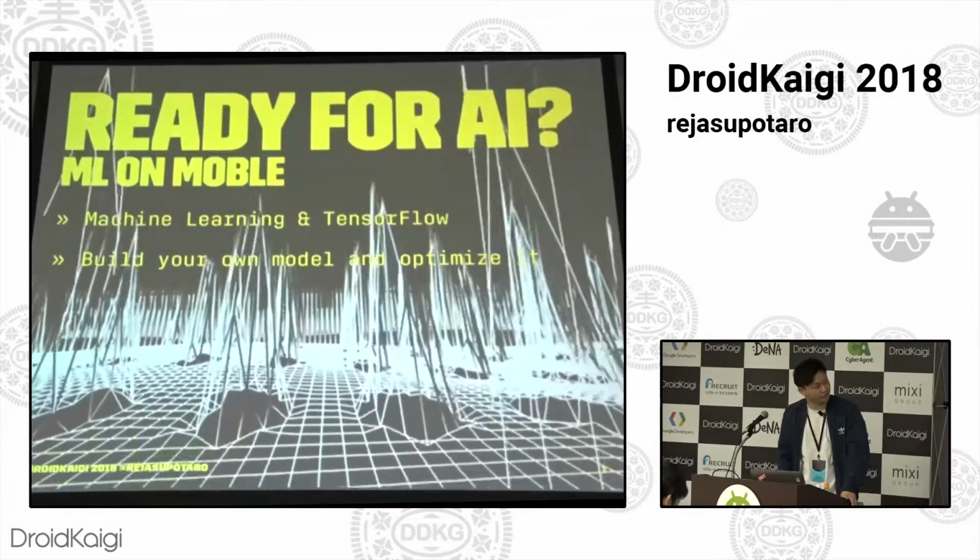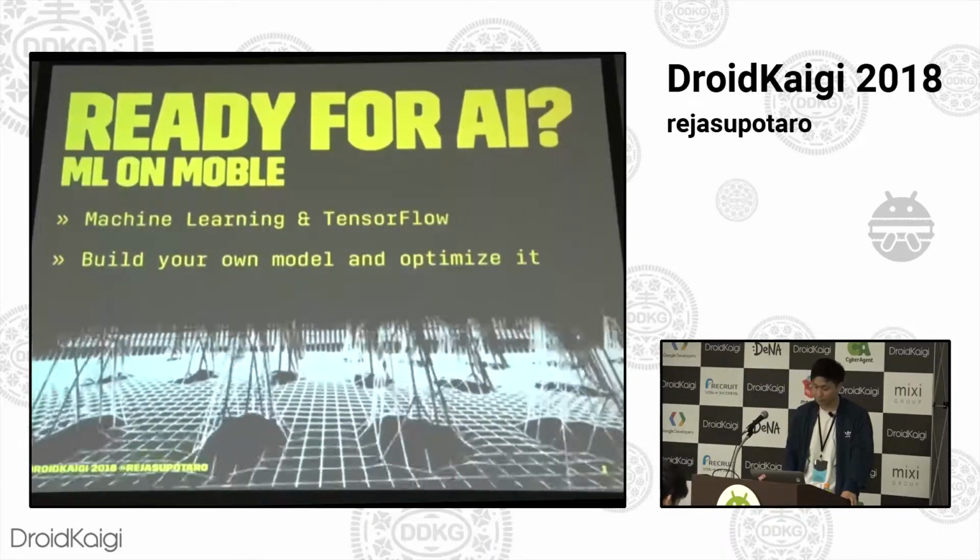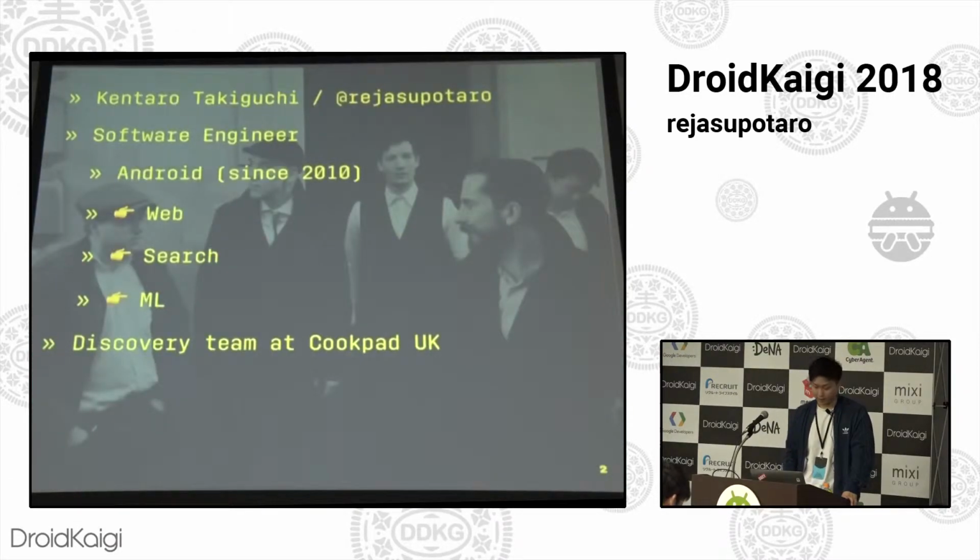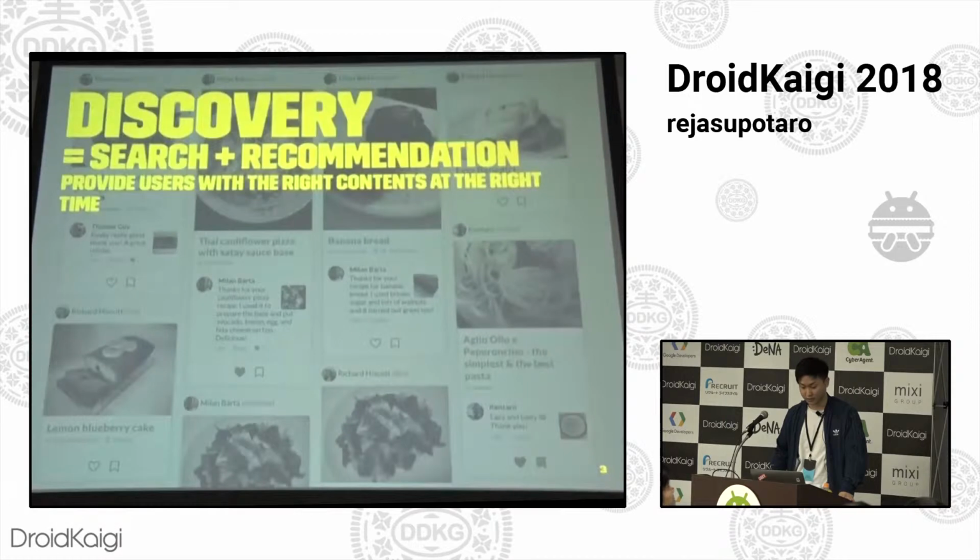Before getting started, let me introduce myself a little. I'm Kentaro. I started Android development in 2010, and my work changed a few times, and now I'm in the discovery team at Cookpad UK. Well, it's me and my colleagues. Discovery team is responsible for providing users with the right content at the right time. For example, search and recommendation are the features we are responsible for. We are always looking for better approaches and technologies to make our product better.